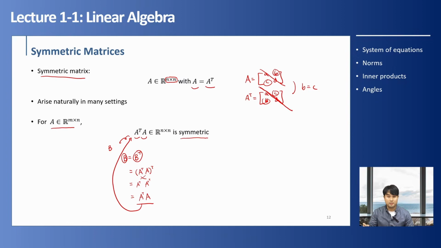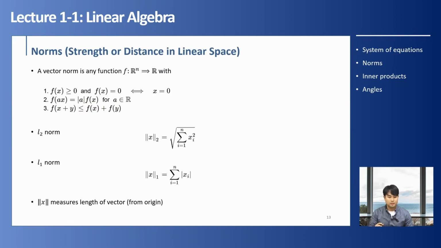Now I'd like to talk about something called norms. So norms can be seen as a measure of strength or distance within a linear space. And I personally like to view this as a measure of size. By definition, a norm is any function that satisfies these properties. And because a norm can be seen as a size or a strength, it is always greater than or equal to 0. And if the norm is equal to 0, then the vector itself is also 0.